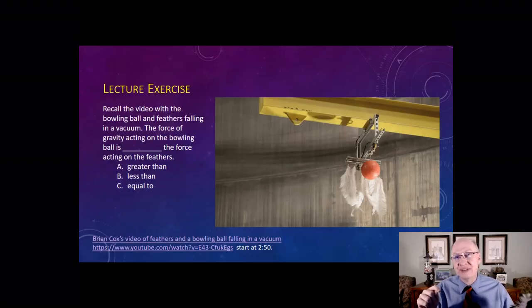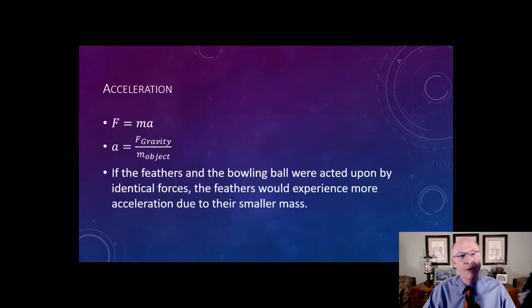And because the feathers have less mass, if the force acting on them was the same, the feathers would undergo a greater acceleration. Remember, F equals ma. The acceleration that a body experiences is the force divided by the mass of the object. If the feather and the bowling ball were acted on by identical forces, then the feathers would experience more acceleration due to their smaller mass, and that means they would accelerate faster than the bowling ball does.